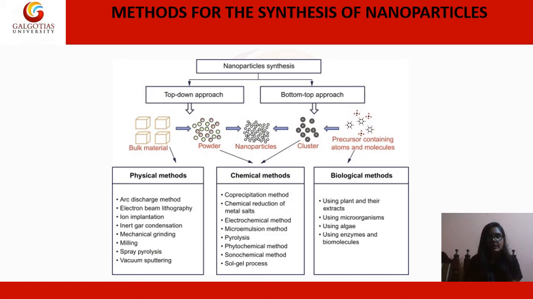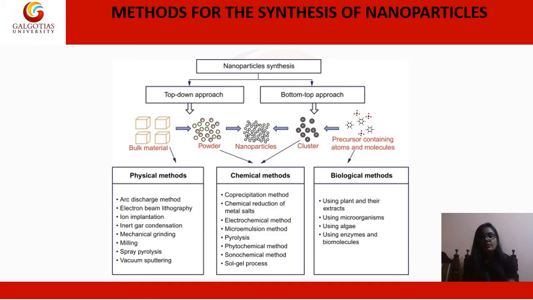So if we say the physical methods, we have arc discharge method, electron beam lithography, ion implantation, spray pyrolysis, vacuum sputtering, inert gas condensation. Then if we talk about the chemical approach, we have the sol-gel process, that is the most common one. Then phytochemical method, pyrolysis, microemulsion method, irradiation method, chemical reduction of metal salts.